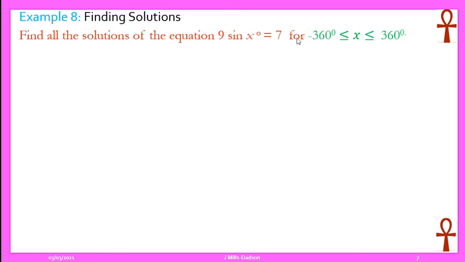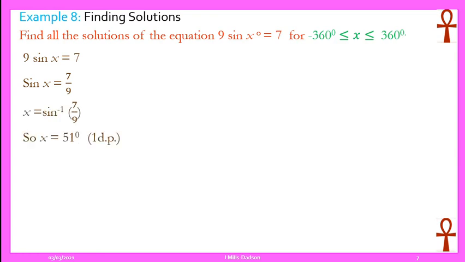The first thing to do is work out for x. So you set up the equation, you work out for x, you divide by 9, and you find the inverse of sine of 7 over 9. And that will give you 51 degrees approximated to 1 decimal place. So we first have one value for x, which is 51 degrees.